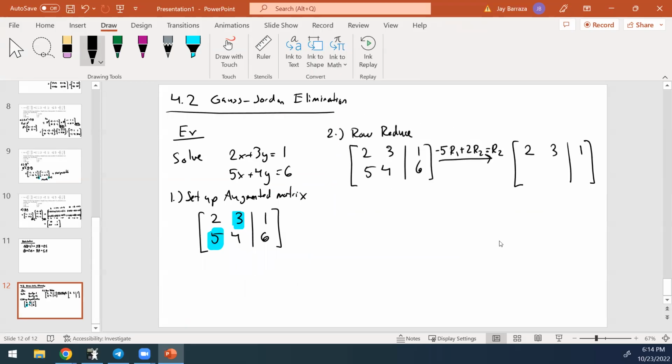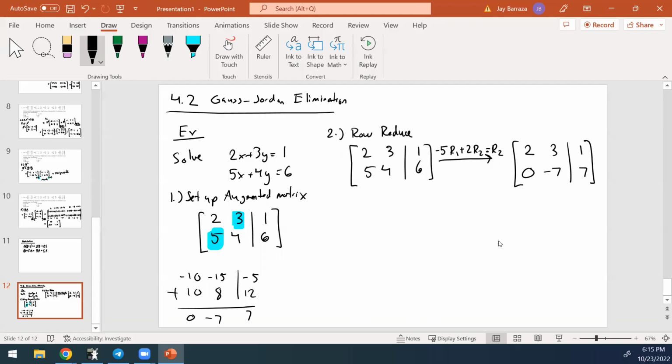Right? So off to the side, it's -10, -15, -5, 10, 8, 12. And so if I add those together, I get 0, -7, and 7. So 0, -7, and 7. Okay. And so your goal is to make it the identity matrix. So you want a 1, 0, 0, 1.